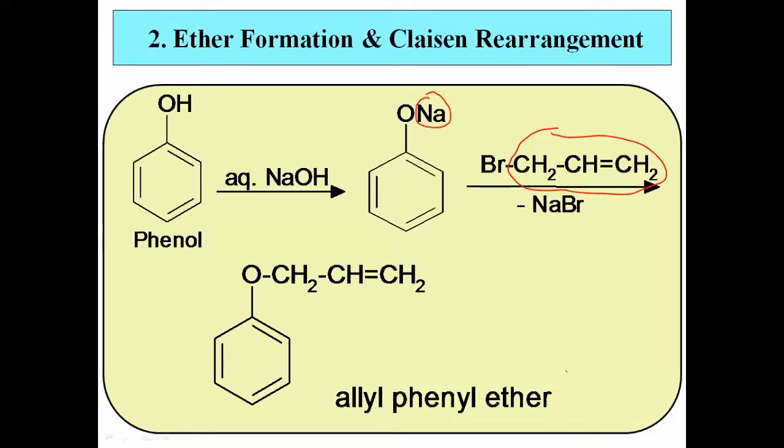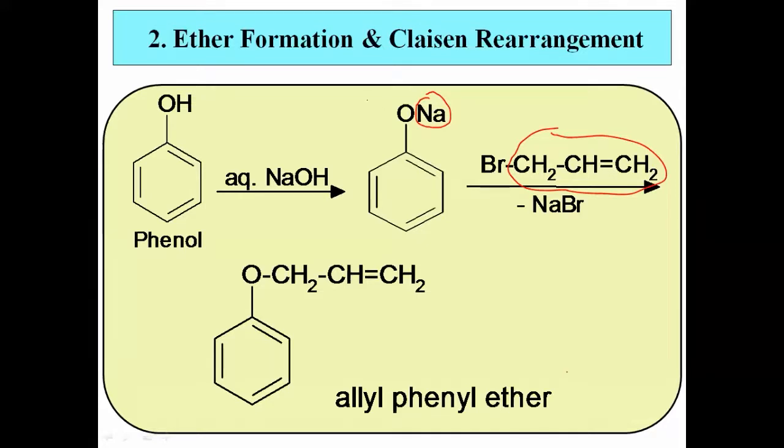Okay, this is just about the formation of ether. We can prepare any ether by using phenol. Just the phenol is treated with the allyl bromide in presence of aqueous NaOH. In the first step, we get the sodium phenoxide, means hydrogen is replaced by sodium. Further on reaction with allyl bromide, sodium is replaced by allyl group, and we get the allyl phenyl ether. Okay, this is the ether formation, first part of this reaction.